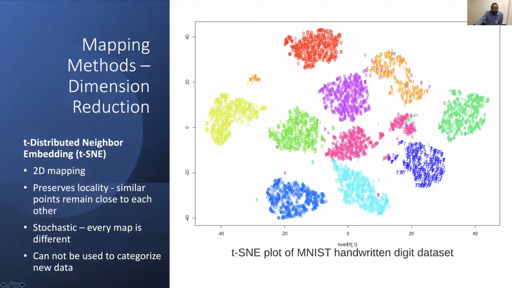t-SNE is probably one of the most popular ones. Sorry, I should take a step back and look at this picture. In this picture, what I'm looking at is that very same MNIST handwritten digits data set. What you're looking at here are the labels. These aren't actually the digits. These are just the labels. They're actually points. And here are all the zeros, here are all the ones, here are all the fours.